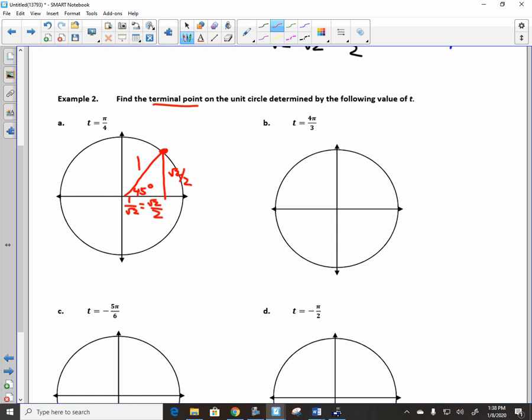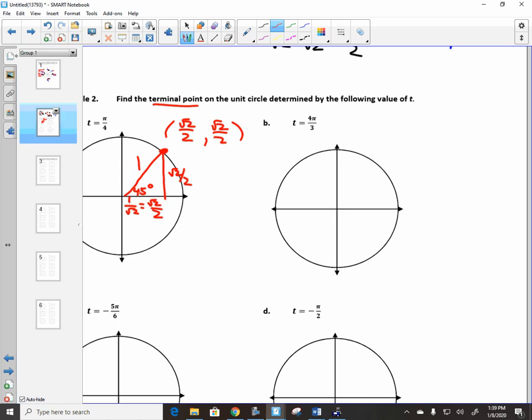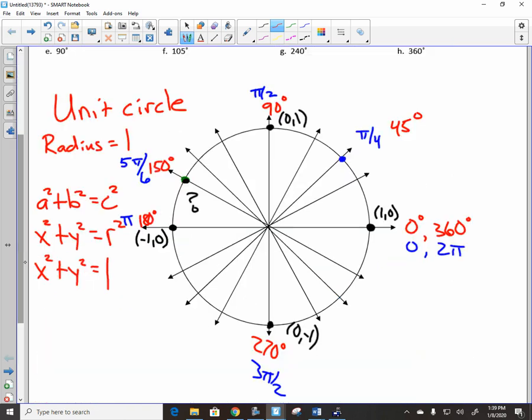So what we're trying to find is the coordinate. And the coordinate is composed of 2 values, the horizontal value and the vertical value. What's the horizontal value? Root of 2 over 2. What is the vertical value? Root of 2 over 2. Excellent. Now we're going to continue to practice that. That's the idea. If I flip back to the front, this coordinate right here is root of 2 over 2, root of 2 over 2.